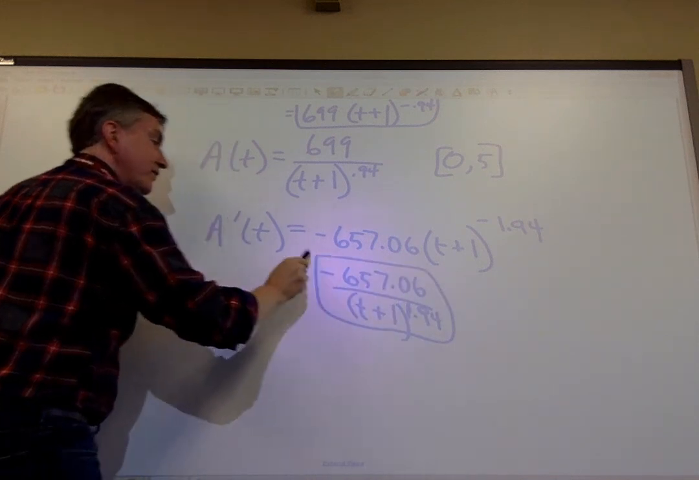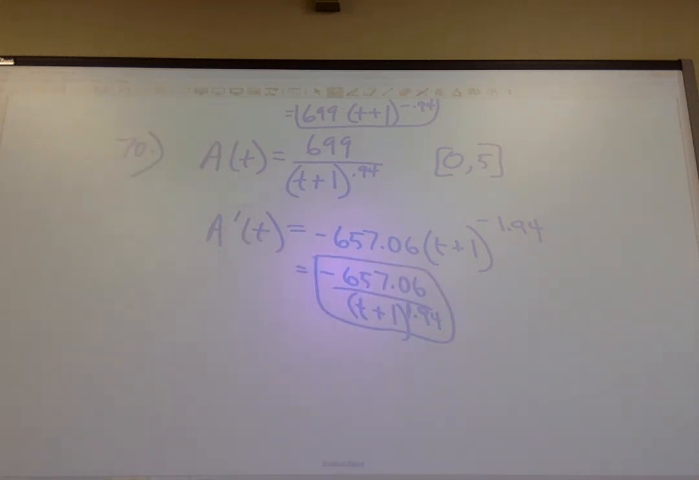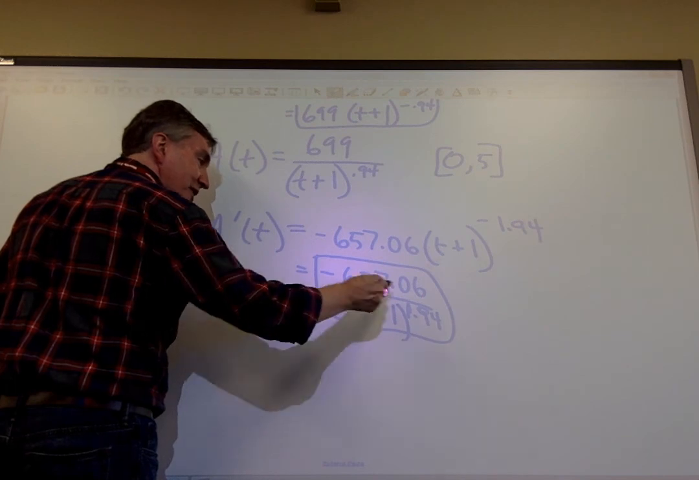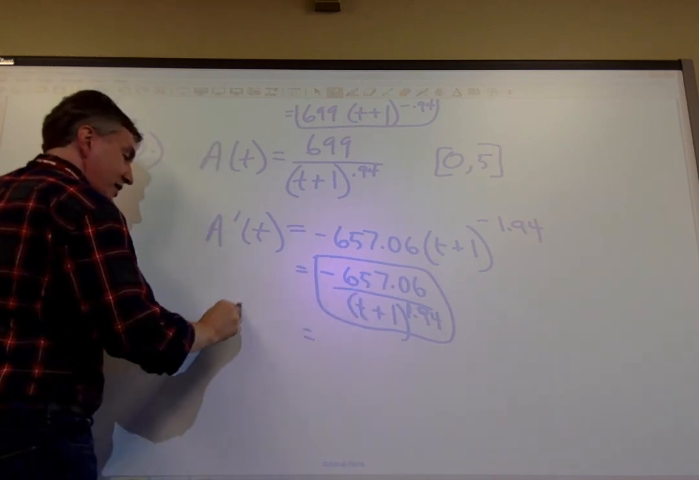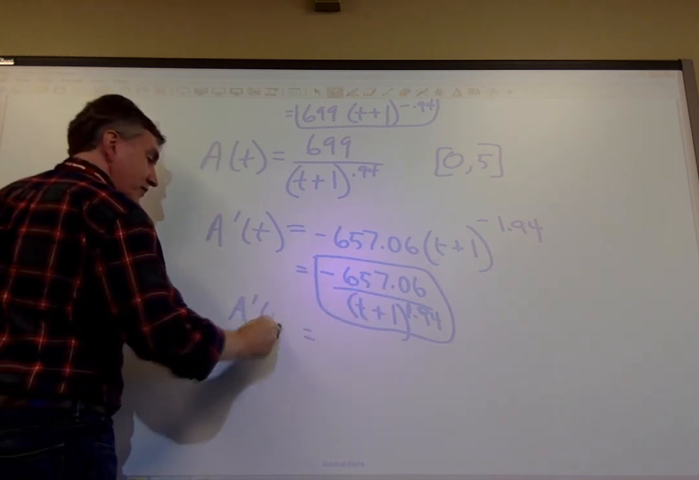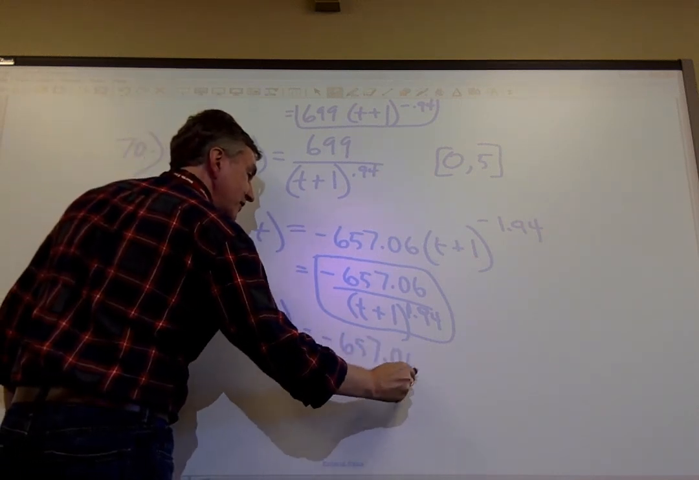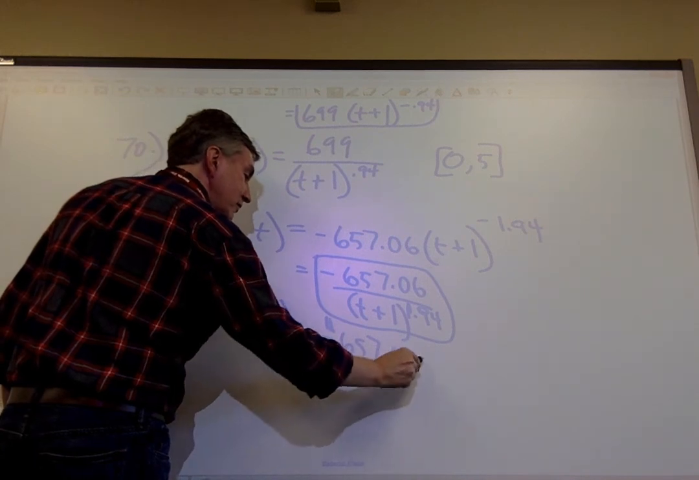Now look what they asked me. How fast was it falling at the beginning of 2002? Now year 0 is 2002. If t is 0, A prime of 0 is negative $657.06 per year.